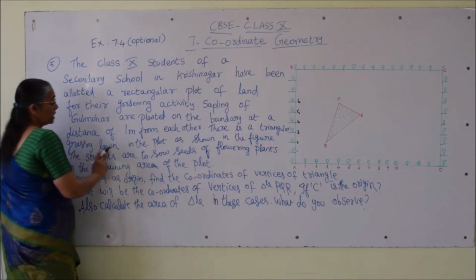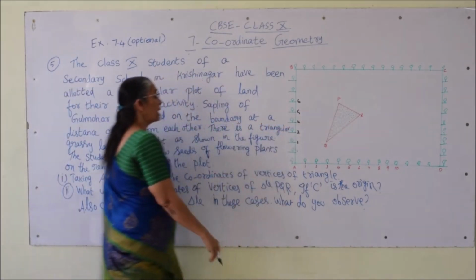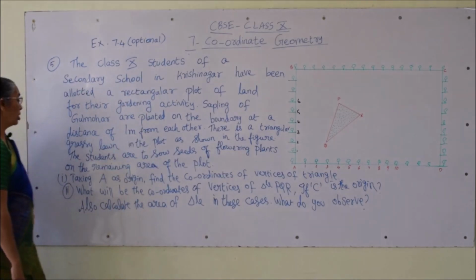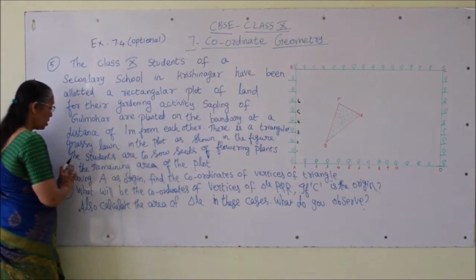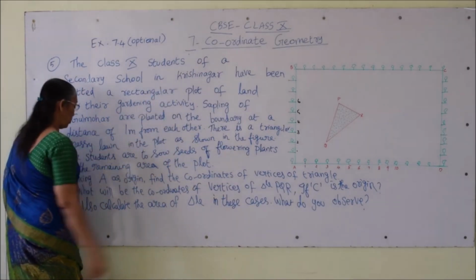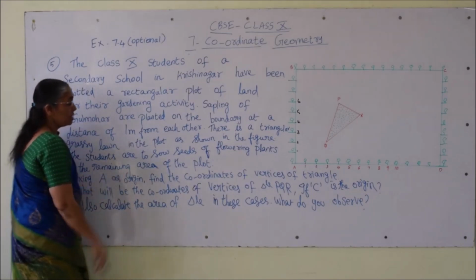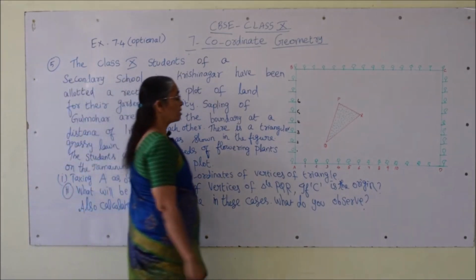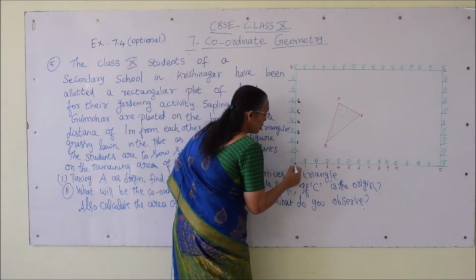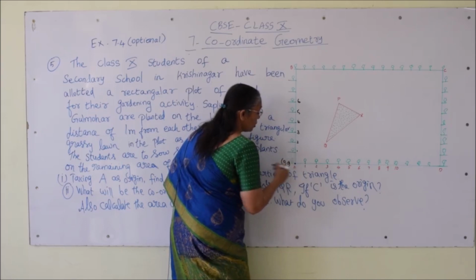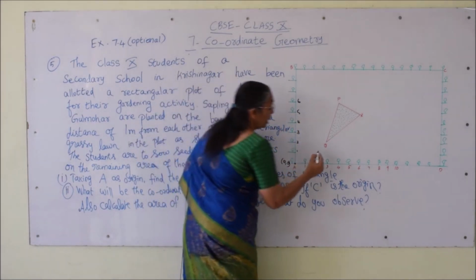There is a triangular grassy lawn in the plot as shown in the figure. The students are to sow seeds of flowering plants on the remaining area of the plot. Now, the question: taking A as origin, find the coordinates of the vertices of the triangle PQR. So, we should consider this A as origin. This is 0, 0 then. Then we have to find the coordinates of the vertices of triangle PQR.